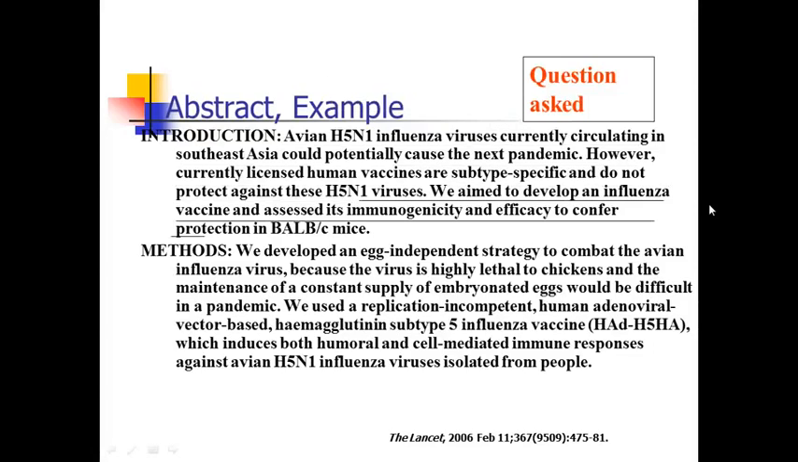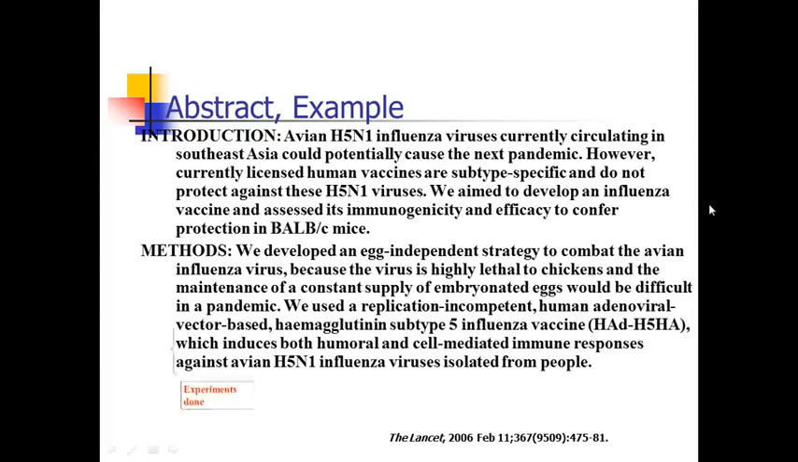And then notice here's we kind of got the background, the context, and now we get the question asked. So that's that very explicit statement. We aimed to develop an influenza vaccine and assess its immunogenicity and efficacy to confer protection in mice. So this is a mouse study. And then they give a quick summary of the methods that they did to create the vaccine and test it in mice.